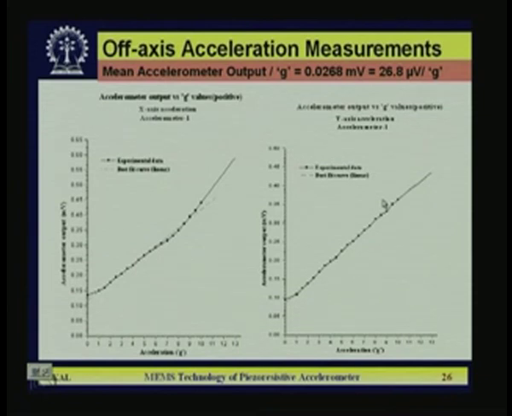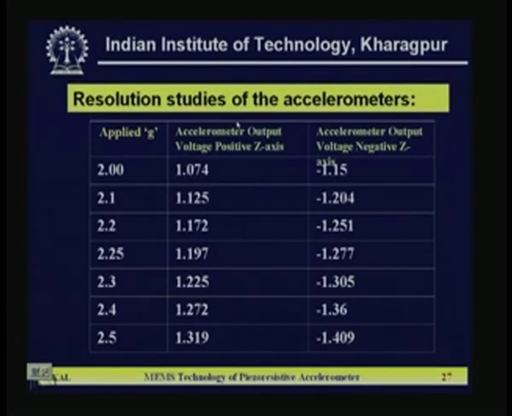Okay. So now if you see the resolution studies of the accelerometer, you can see here we can measure the resolution in the z direction. This is 2.2, 2.25, this is 2.3. Here you can see 0.05 g we could resolve, because you can get the z-axis accelerometer difference 1.197, 1.225 here. So there is a difference.